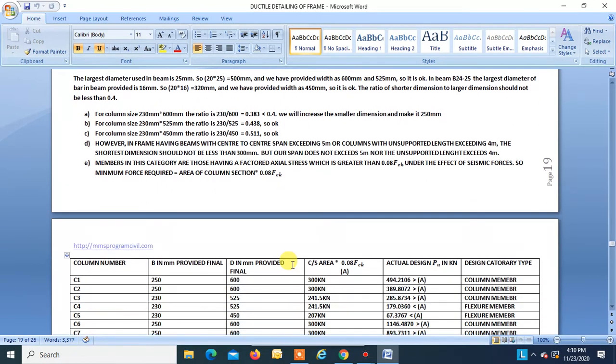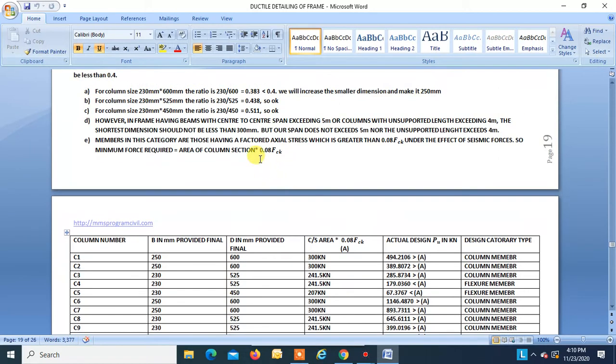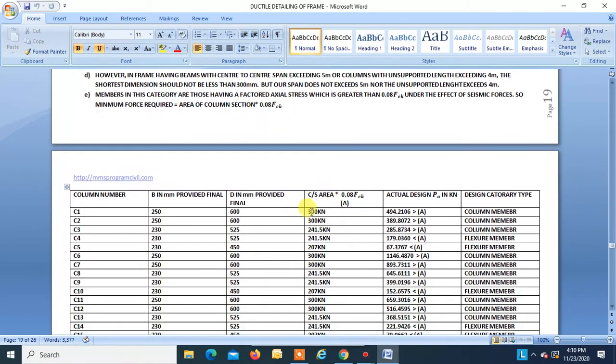So over here we will see, this is the column number. This is the width of the column, this is the depth of the column, and this into 0.08 fck is the force, right? Now this is the PU, the actual design force.